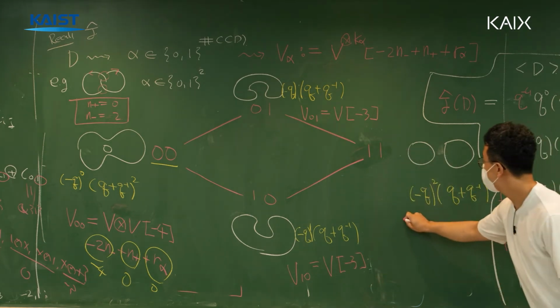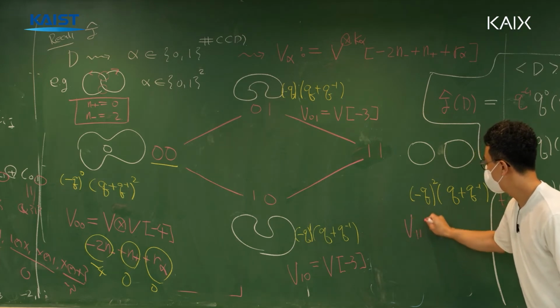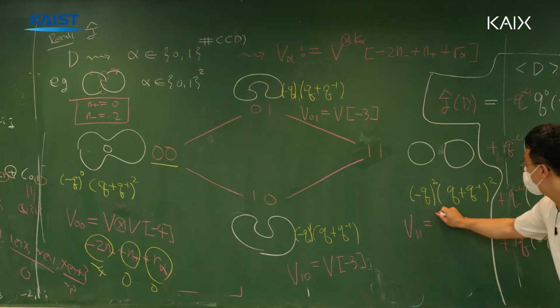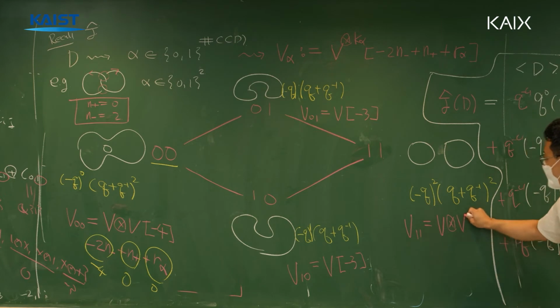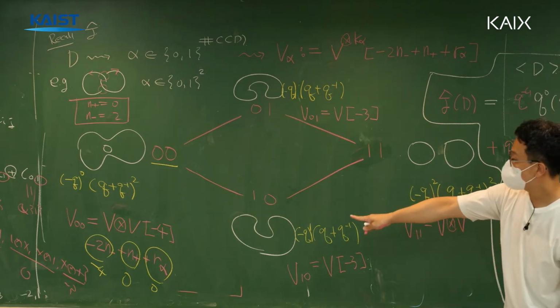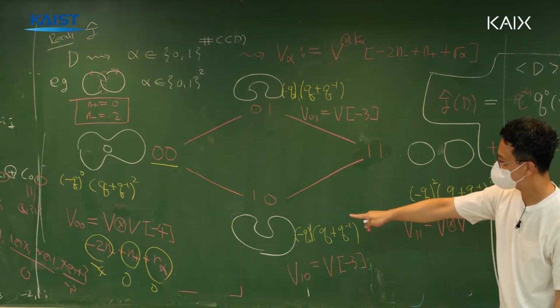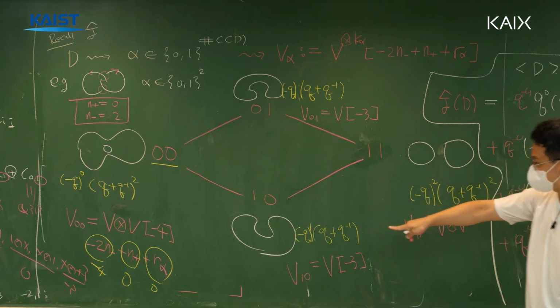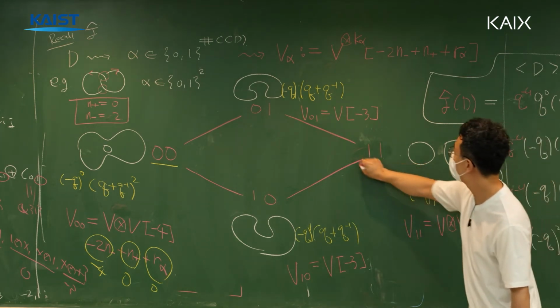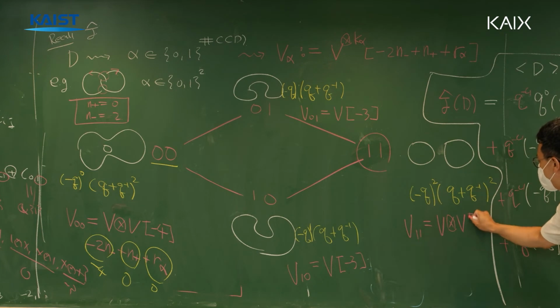I'll be adding 1, so it's just -3. At this stage, I have V, 1, 1. I have 2 circles, I'll be doing V tensor V. -2. n minus plus n plus, there's still -4, but I have 2 ones in alpha. So I'll be adding 2, so I'll be getting -2. So these are the chain complexes.